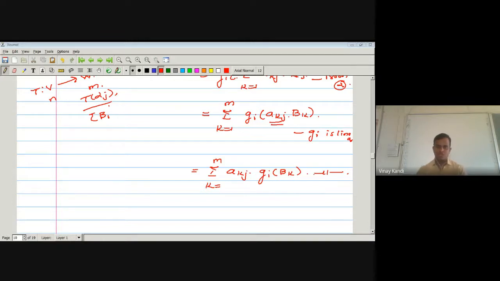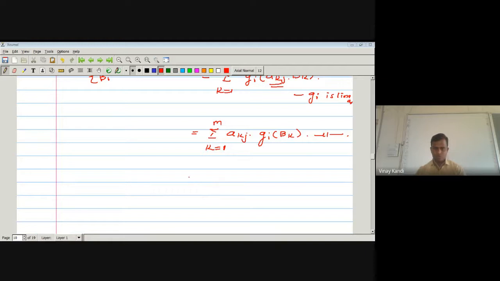Now run K equal to 1 to m. Run K equal to 1 to m. What will happen then? If K is in between 1 to m, this GI transfers, and it coincides with BI. Okay, and the value of this one here will be AIJ.